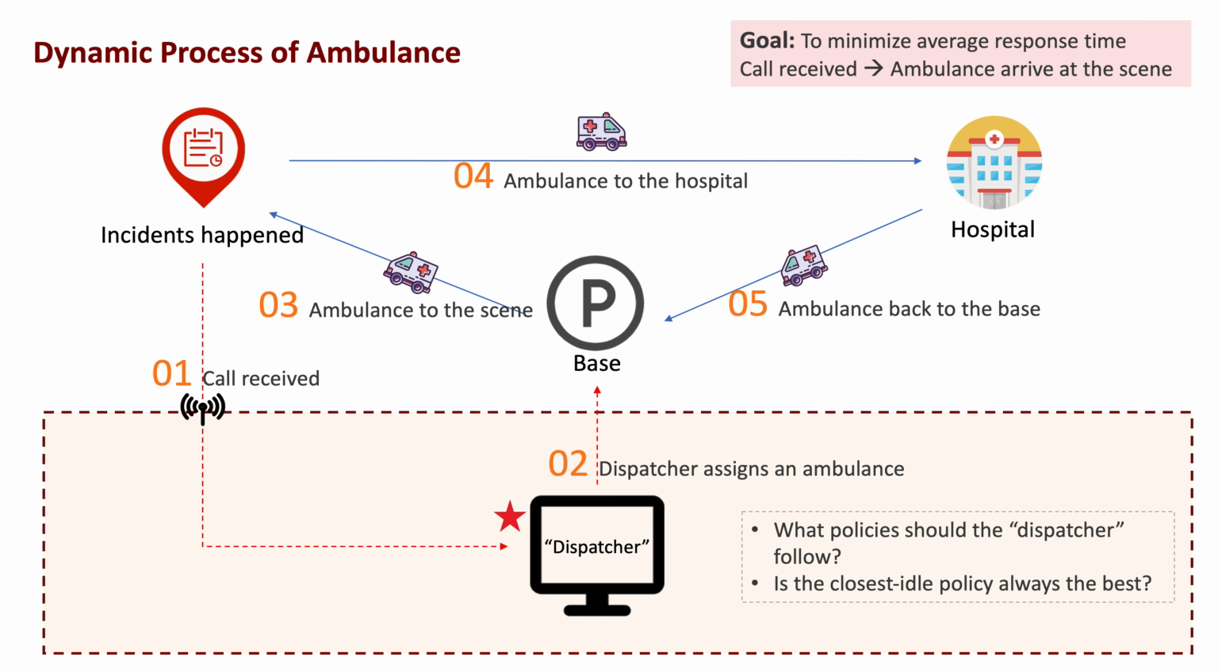Here is a brief summary of the dynamic process of the ambulance. First, a call is received when an incident happens, and then the dispatching system will make a decision and assign an ambulance to the scene. After picking up the patient, the ambulance will carry him or her to the hospital and then go back to the base. Our goal is to minimize the average response time, which is defined as the time from receiving a call to an ambulance arriving at the scene. We want to understand what policy could guide us toward this goal.